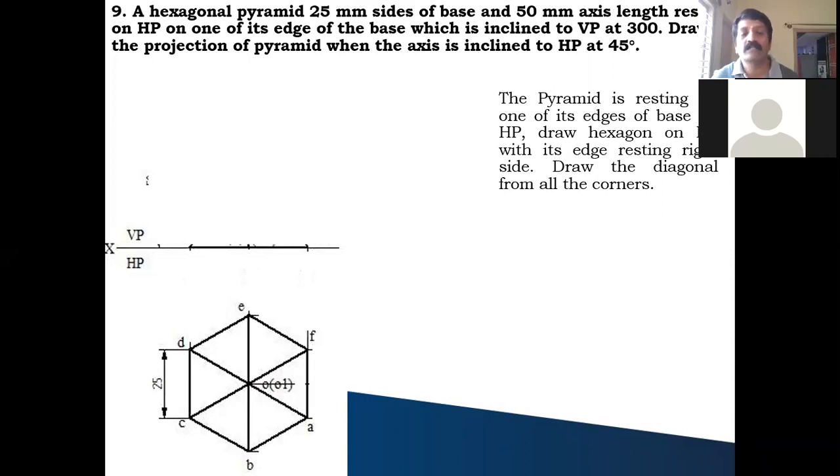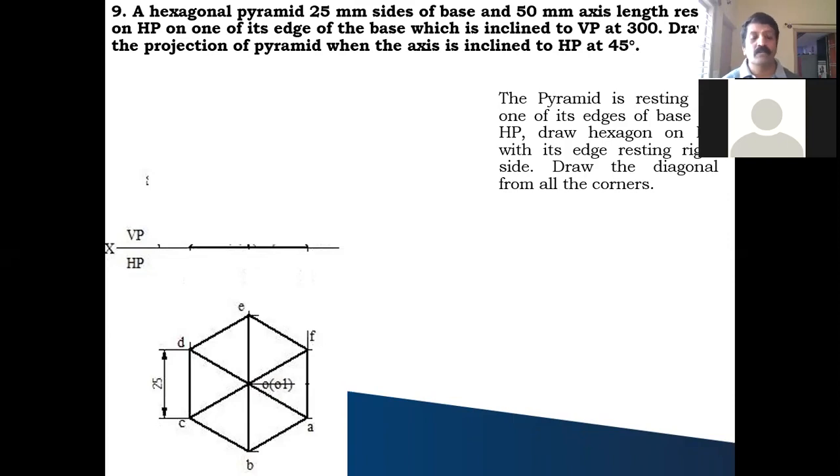So since he has given the edge condition, it is resting on one of its edges of base on HP. You construct the hexagon such that the edge should come right side of you. Okay, and you know how to construct the hexagon with the help of the circle method. You can construct it. So after this, you name it.